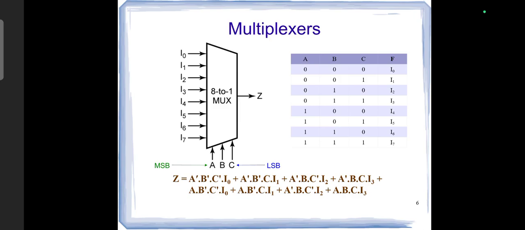For example, 000 selects I0, 001 selects I1, 010 selects I2, 011 selects I3, 100 selects I4, 101 selects I5, 110 selects I6, 111 selects I7. Notice that the most significant bit and the least significant bit are indicated in the slide. Students often make mistakes while identifying MSB and LSB. Always read the truth table carefully before writing the Boolean expression.